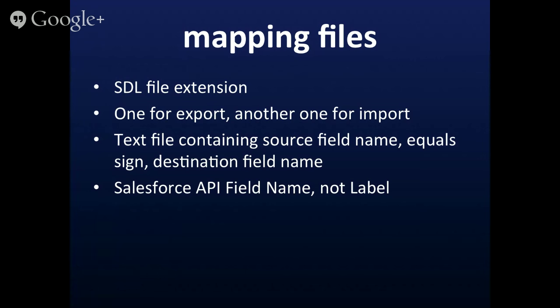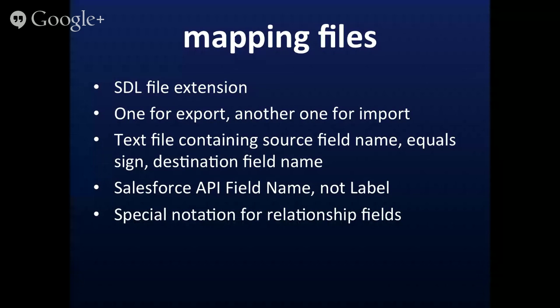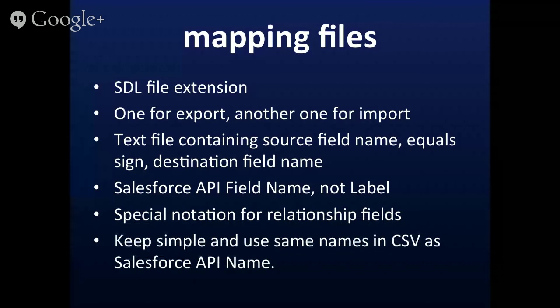As you're building your mapping files, remember to use the actual Salesforce API field name and not the label. So you're going to need your underscores and your double underscore c for your custom objects. And there's a special notation inside the mapping files for relationship fields, which we'll see in a second.